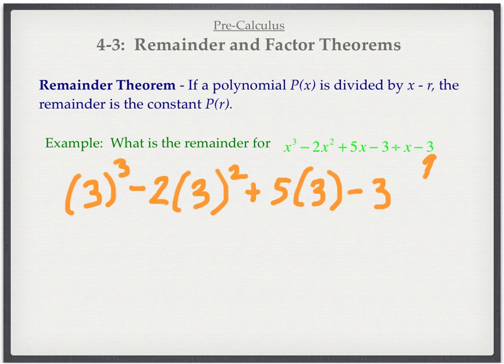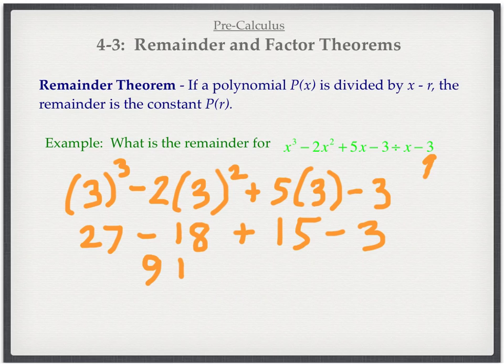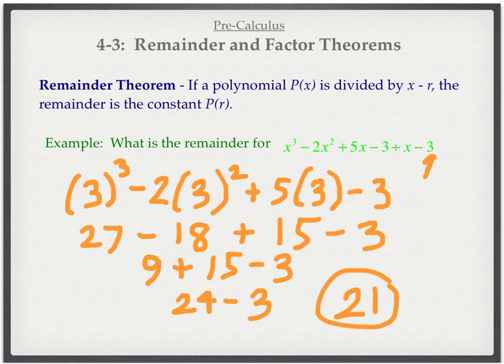So I think I can kind of do this in my head. This will be 27. I have to make sure to do my squaring first. So that's 9. 2 times 9 is 18 plus 15 minus 3. So 27 minus 18 is 9 plus 15 minus 3. I have to work left to right here. 9 plus 15 is 24 minus 3. So it looks like my remainder, which is all I was really concerned about in this case, will just be 21. That's the remainder theorem.